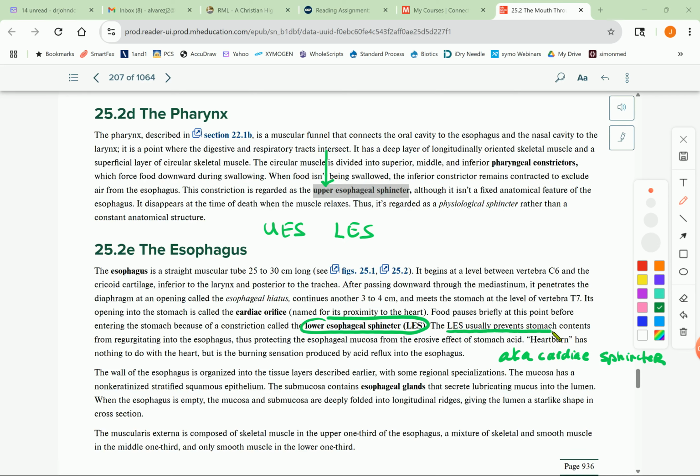And this lower esophageal sphincter usually prevents stomach contents from regurgitating up and into the esophagus. If that happens, you do get this feeling of heartburn. I mean, it's not really that your heart is burning, it's just the feeling you get, and it happens to be in the chest, so they call it heartburn.